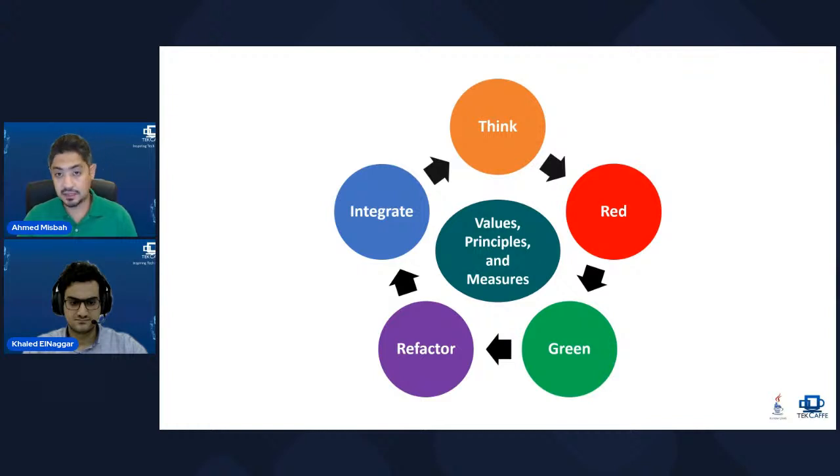So yeah, it's exactly the same red-green refactor cycle, but with 2 extra phases. And there's this circle in the middle: the values, the principles, and the measures. So everything you do in every phase is guided by the values of TDD, its principles and measures, to make sure that the practice is efficient and is delivering value.